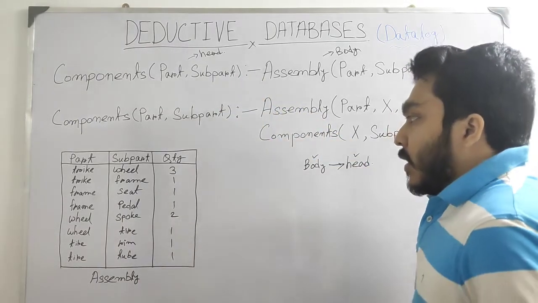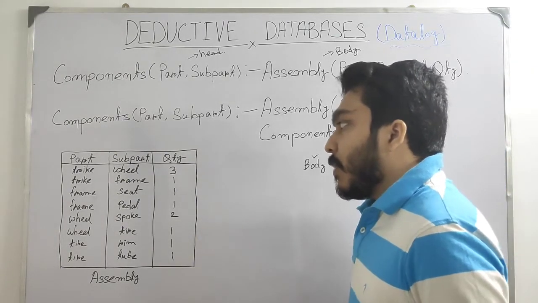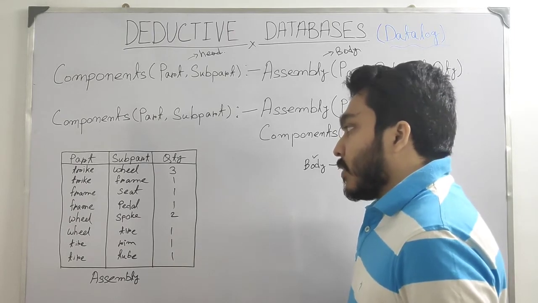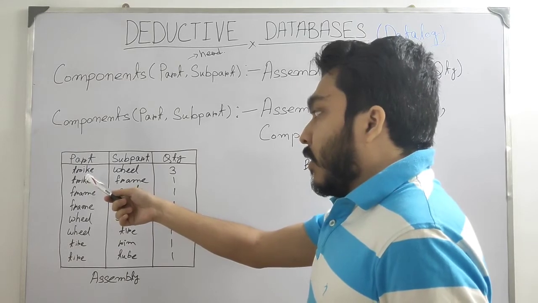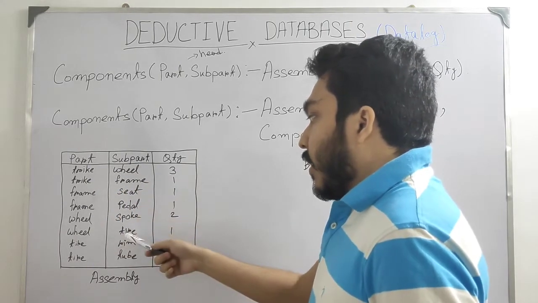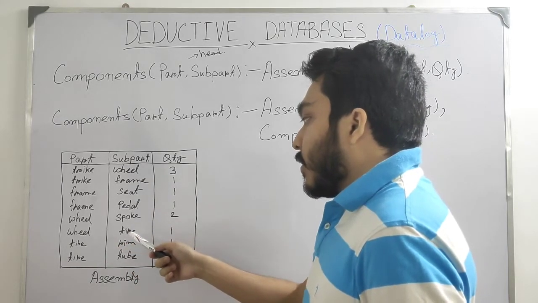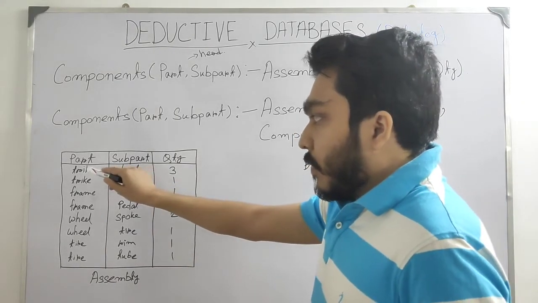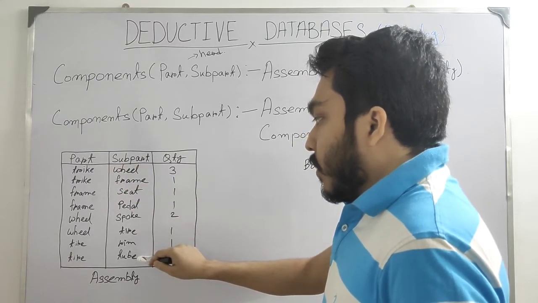So our objective is to find the components of each part, and these components can be recursive. For trike, what are the components of trike? Wheel and frame. And what are the components of wheel? Tire and spoke. And what are the components of tire? The components of tire are rim and tube. So starting from trike, we need to reach tube.